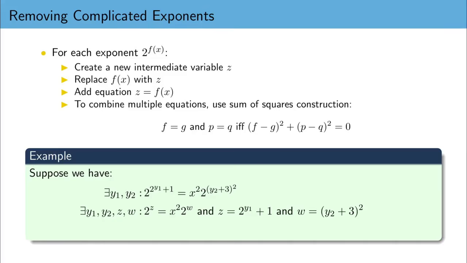And then we would add in new equations telling us that those variables were equal to the exponents. And we could do this recursively if there was even deeper nesting of the exponents. We'll then combine all of our equations together with the sum of squares construction. The resulting expression is equivalent, and now we have a polynomial in our variables and 2 to the power of our variables. And this is something that we know how to find closed forms for the sums of.